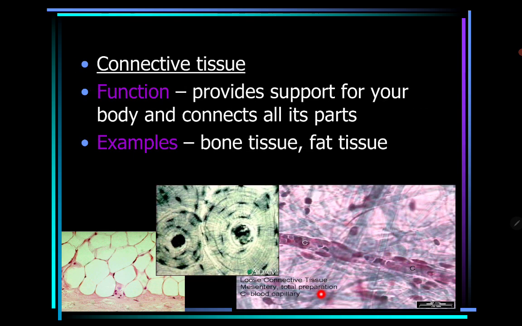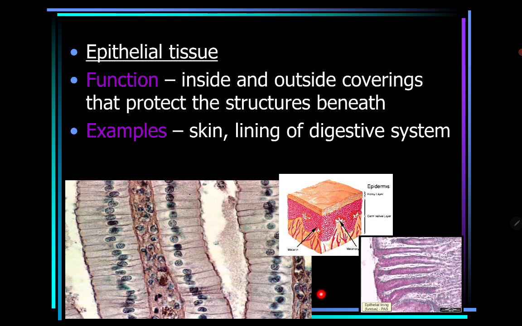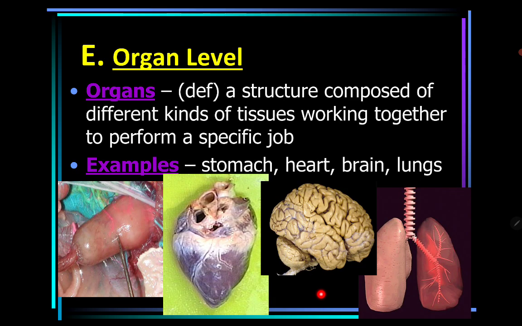Next, we have the connective tissue. Its function is to provide support for our body and connect all its parts. Examples are the bone tissue and the fat tissue. Epithelial tissue, the function is inside and outside coverings that protect the structures beneath. So as you can see here in this image, we have the skin, we have the lining of the digestive system for epithelial tissue.